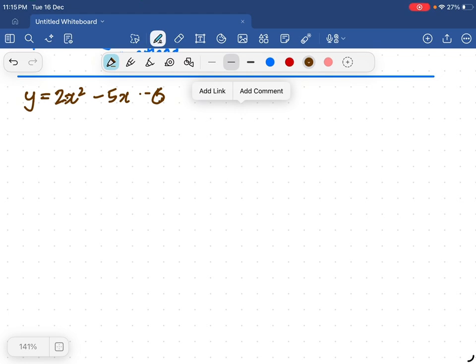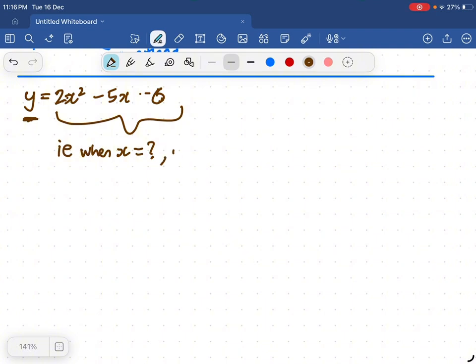Now, when we say y equals to 2x squared minus 5x minus 6, we're basically saying when does y equal to this expression here? When does the value of y become equal to this value? i.e., when x is what value will y be what value? This is a function where you put in a value of x and you get a certain value of y.